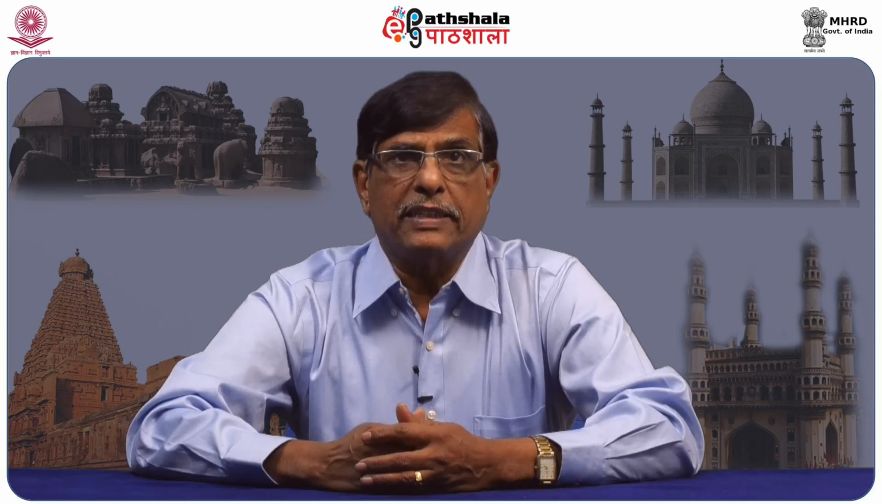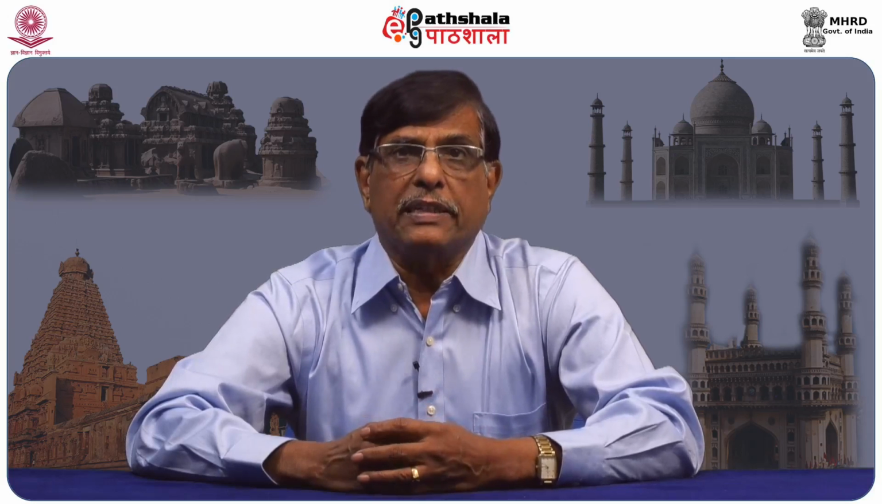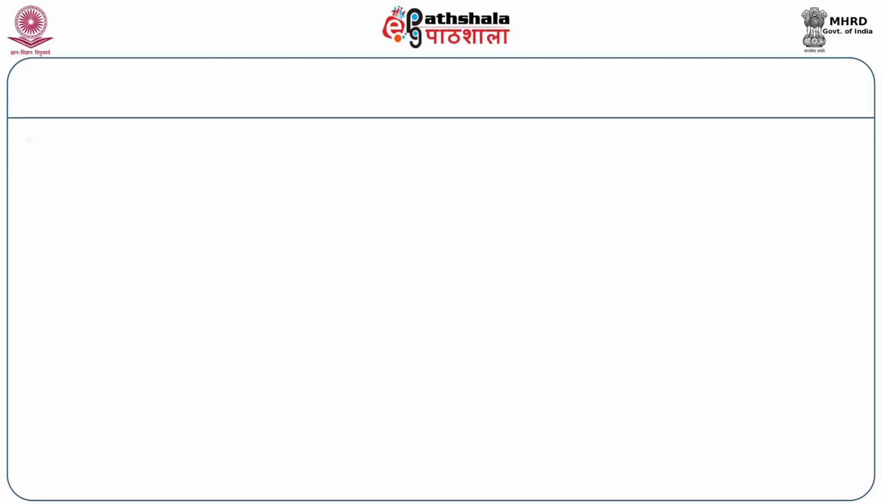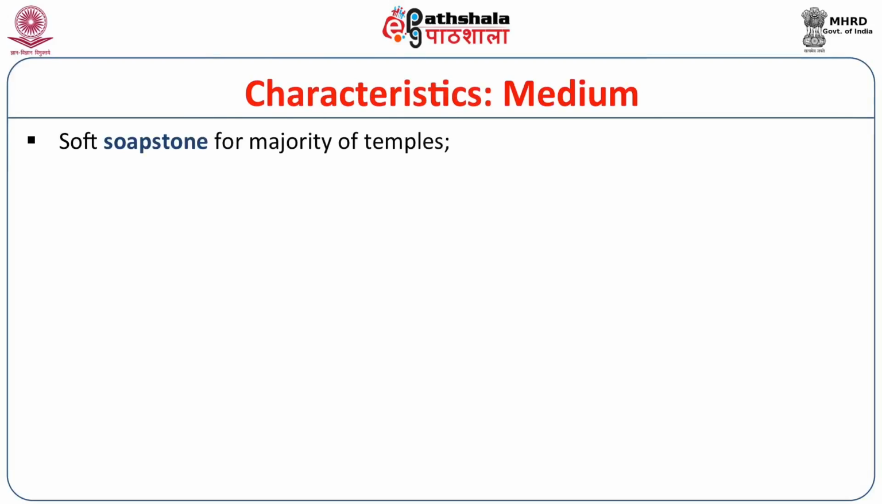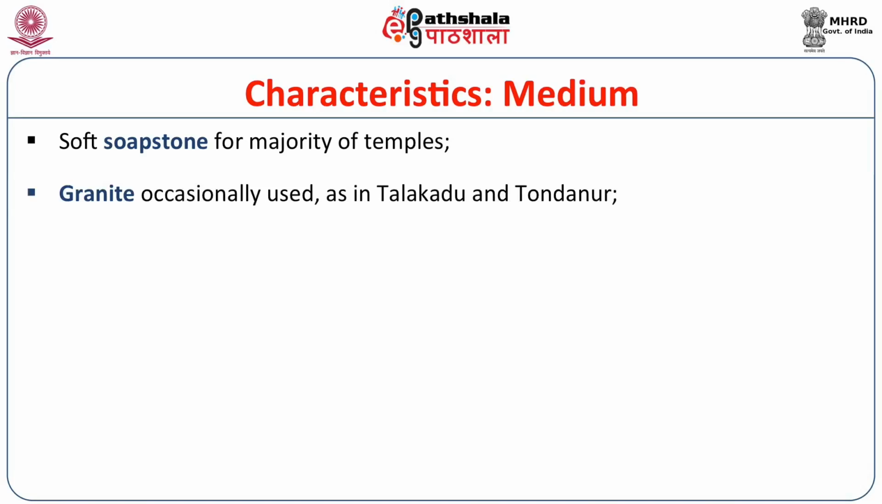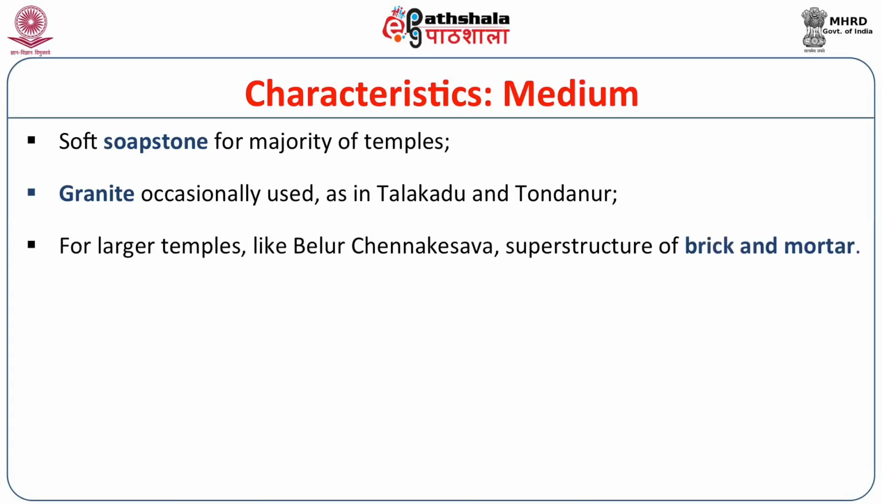Let us consider the various characteristics of the temples built by the Hoysalas. Firstly, the medium. Hoysalas have made use of soft soapstone for majority of temples. Granite has been occasionally used, as in the case of Talakadu and Tonnanur. For larger temples like the Belur Chennakeshava, they built superstructure of brick and mortar.